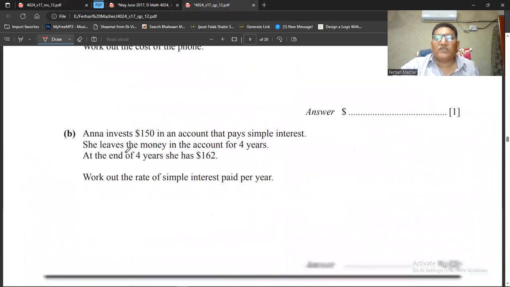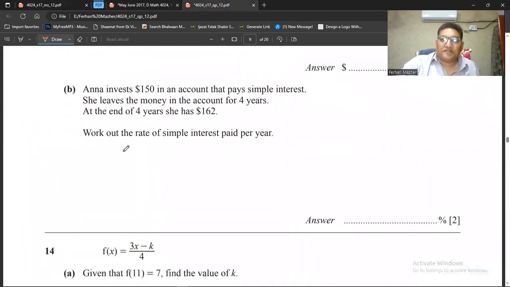Question number 13, B part. Anna invests $150 in an account that pays simple interest. She leaves the money in the account for 4 years. At the end of 4 years, she has $162. Work out the rate of simple interest paid per year. So the principal amount is $150. The amount at the end is $162.